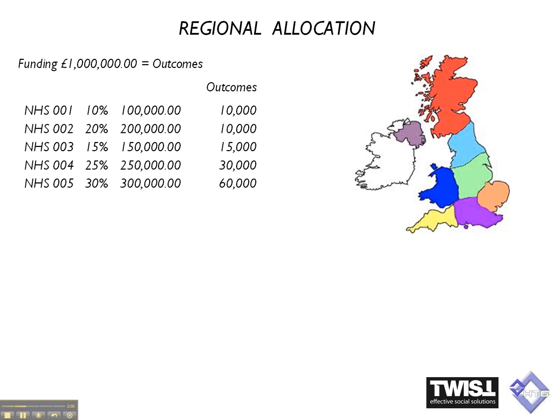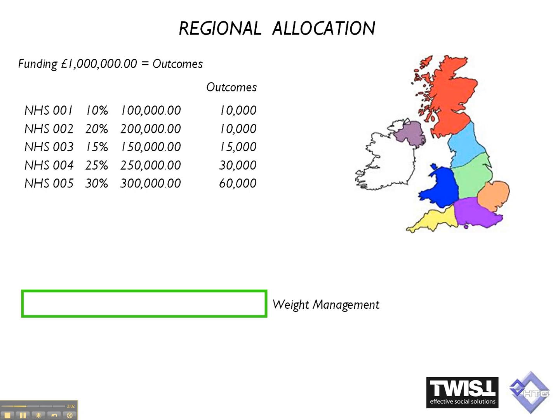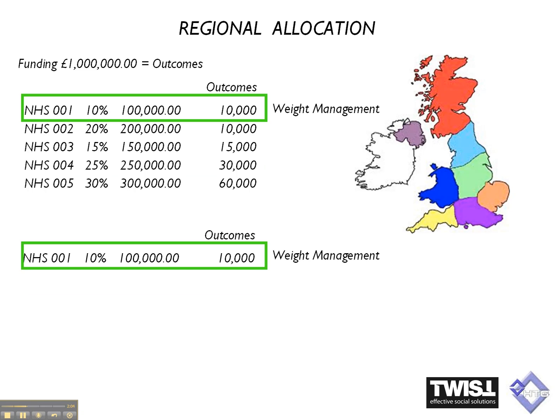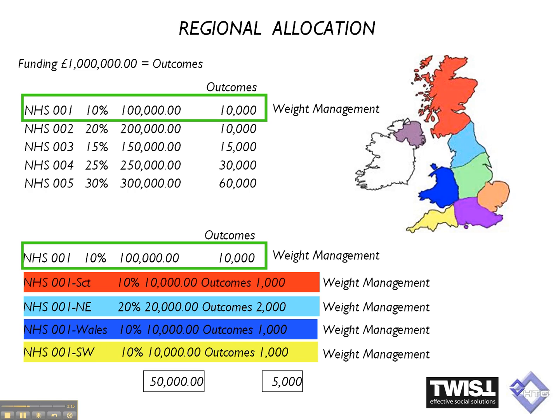So if we take £1 million funding to equal some outcomes, and we take the weight management, so 10% of the £1 million, and we are expecting to achieve 10,000 outcomes, measurable outcomes for weight management. So this 10%, which is £100,000, is distributed nationally. So you've got the national code and outcomes from each regional area.